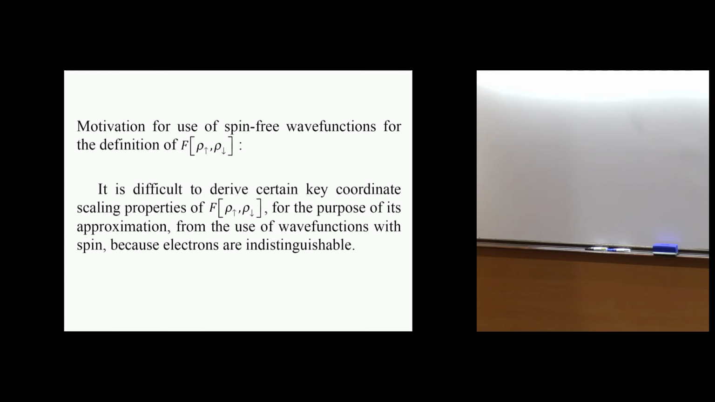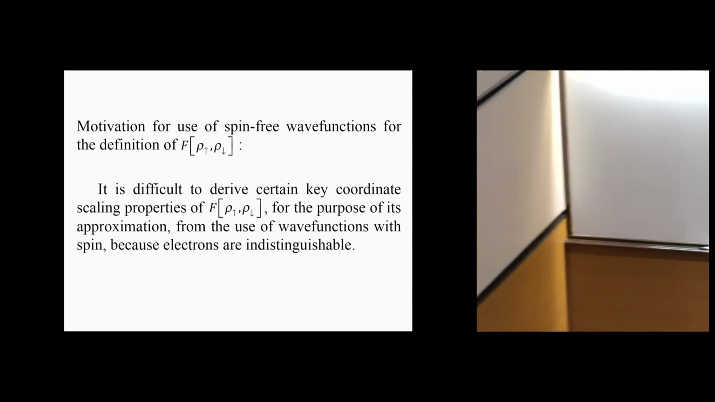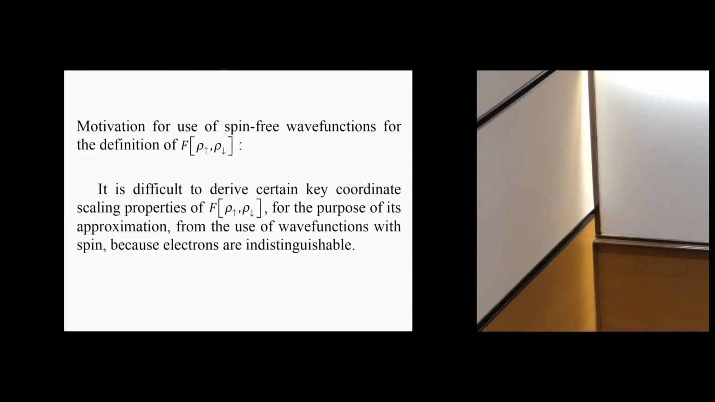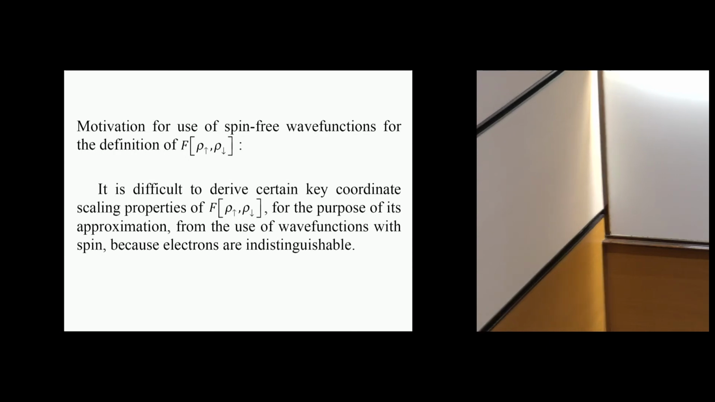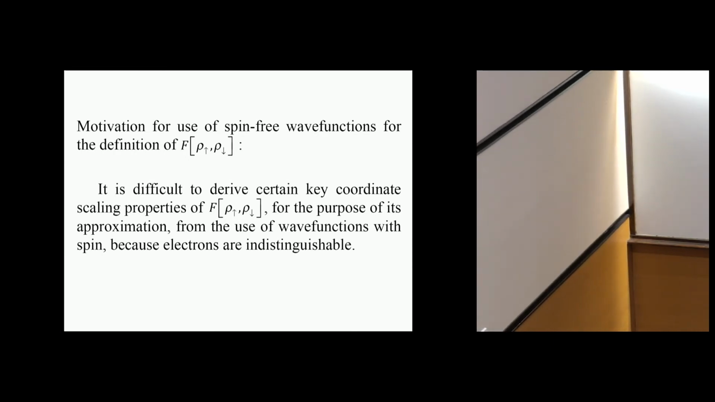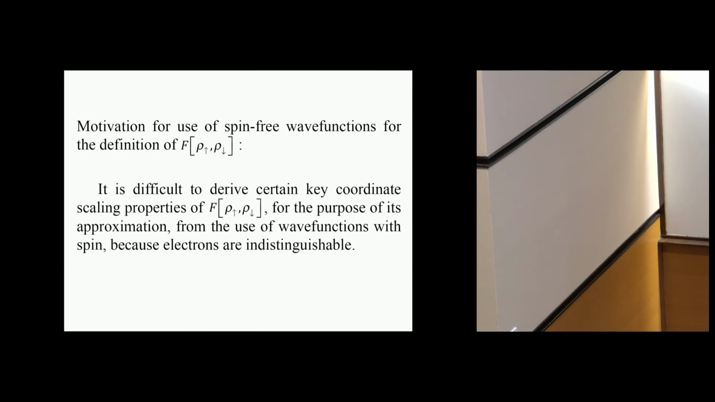All right, so we go like this here. Motivation for the use of spin-free wave functions, as I just said: it is difficult to derive coordinate scaling constraints for F, the spin density universal functional, using wave functions, because electrons are indistinguishable, as I said before, specifically if you just want to scale one of the spin densities. I mean, if you scale both of them with the same scale factor, you have the same result as before. You're just scaling the density. But we just want to scale one.